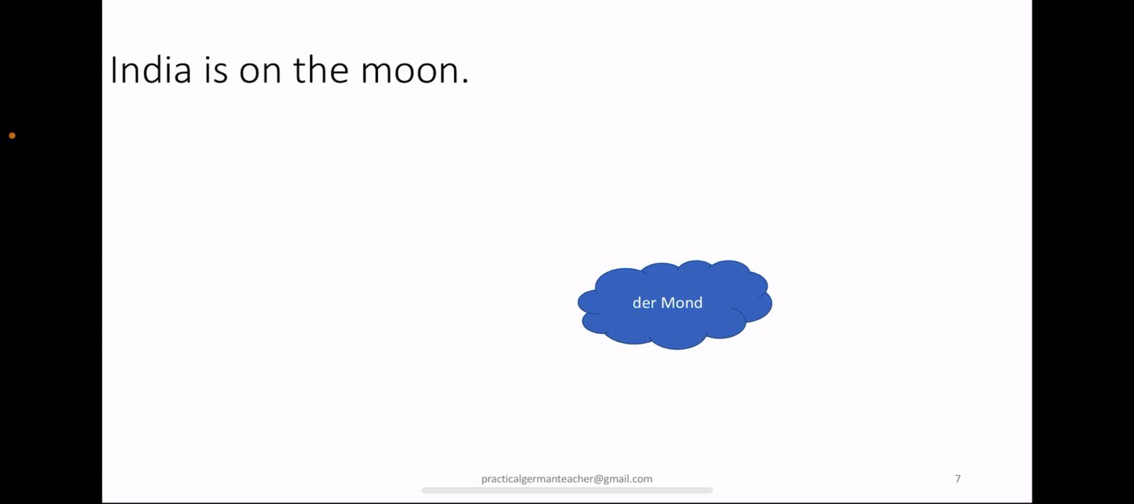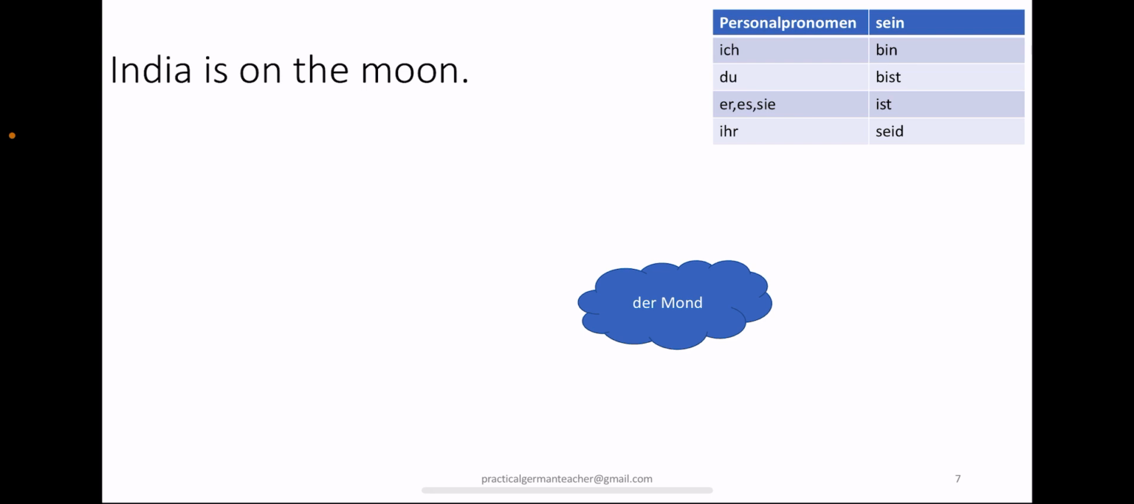So moon in German is Mond, and it happens to be masculine, so der Mond. Then the verb to be or is in German is sein, and this is the conjugation table for it. So for ich it's bin, then du bist, er ist, sie ist, and for ihr it's seid. For every other pronoun it's sein.